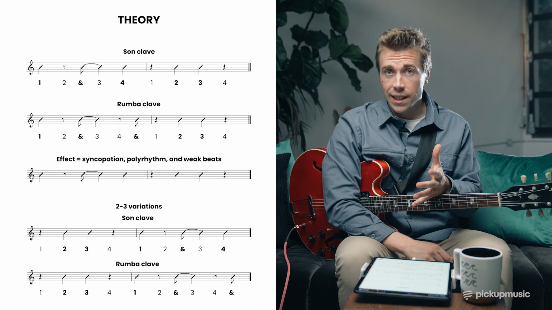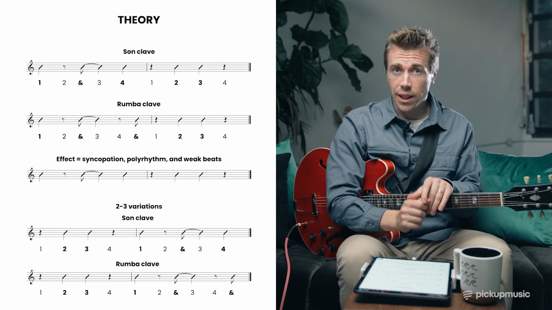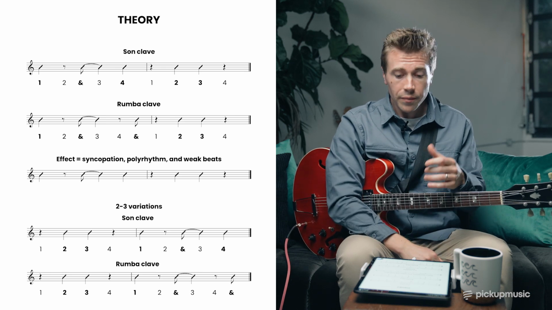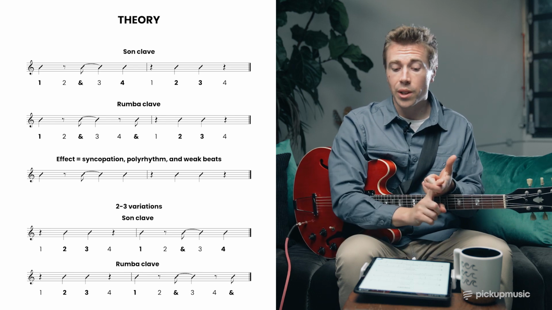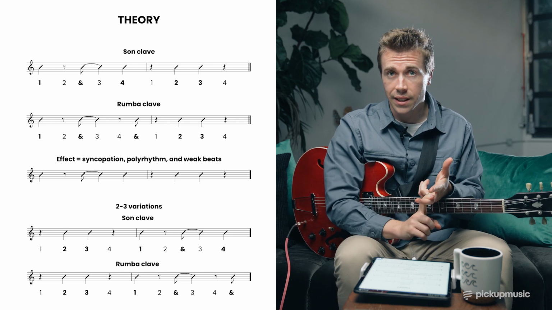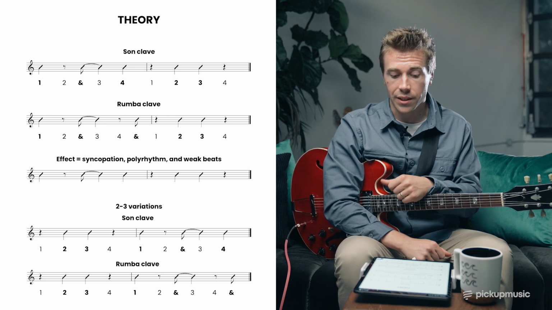So the effect is we get the sense of a polyrhythm, almost like a hemiola, because we're accenting beat 4, but we also get the weak beats accented. So beat 4 is accented, 2 and is accented, and also the 2 in the second bar is accented, and that's why it sounds so good.